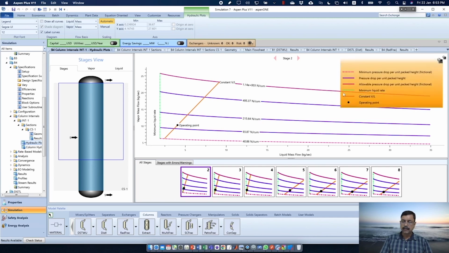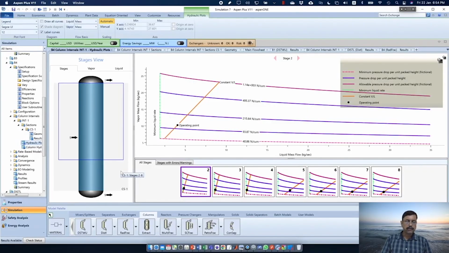And this line is allowable pressure drop per unit packed height. So it is way below that. And this is the minimum liquid rate. So that is also met from the very first tray. So 2, 3, 4, all the trays, they are meeting the criteria. So this is how you can do the design of packing.